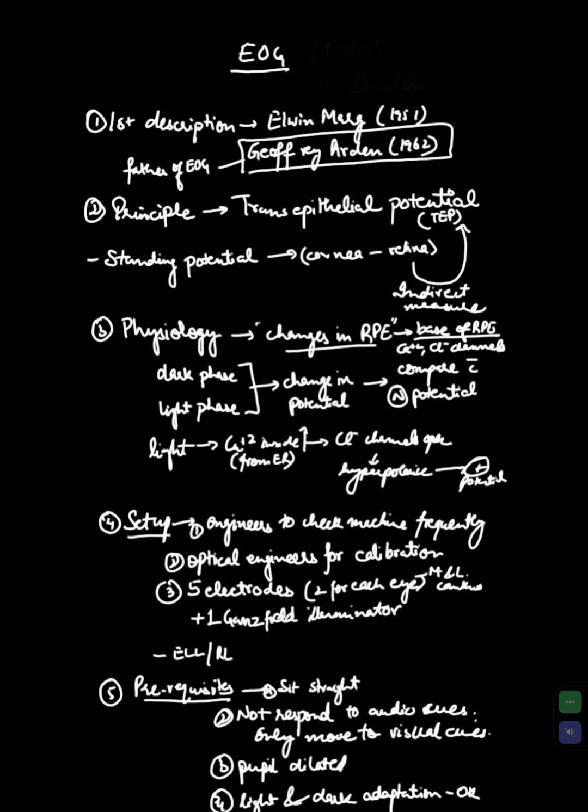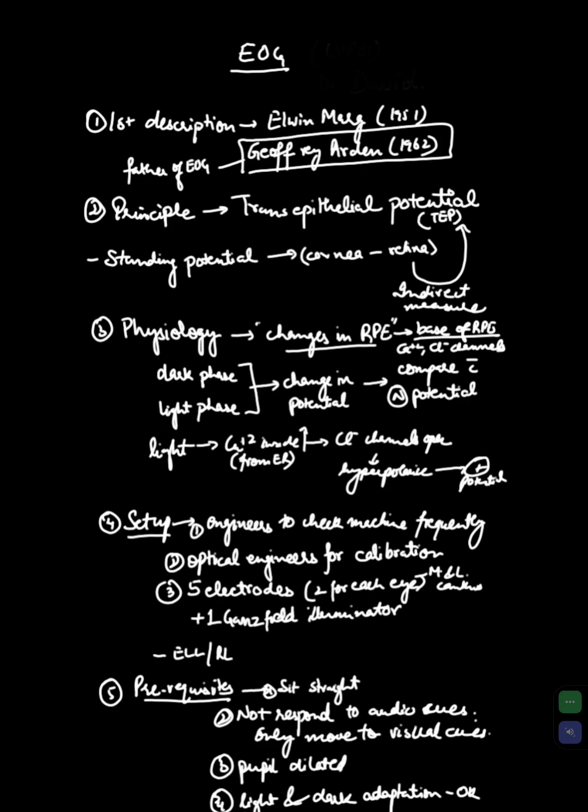Today we will discuss some concepts about EOG. The first description of EOG was given by Alvin Mark in 1951. Geoffrey Arden is regarded as the father of EOG, and he gave his contributions to EOG in 1962. What is the principle of EOG?